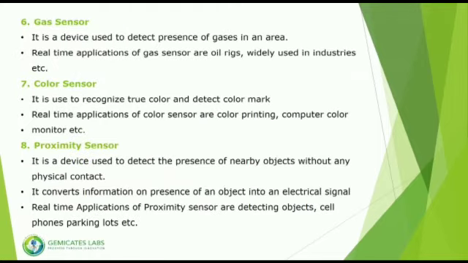Next one is the gas sensor, which is used to detect the presence of gases in an area. They are widely used in industries and oil rigs, etc. Next one is the color sensor, which is used to recognize true color and detect color marks. They are used in color printing, computer color monitors, etc. The next sensor is the proximity sensor, which is used to detect the presence of nearby objects with no physical contact. They are used in detecting objects, cell phones, parking lots, etc.